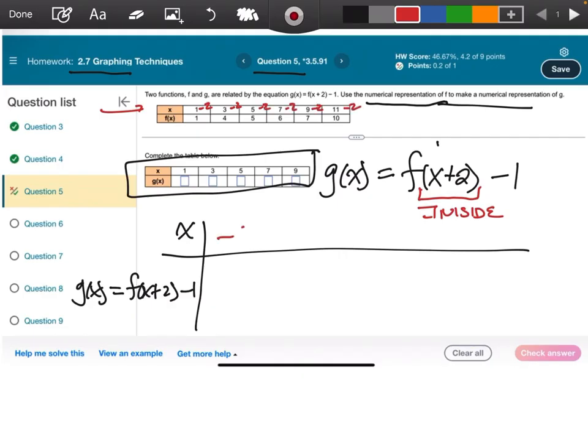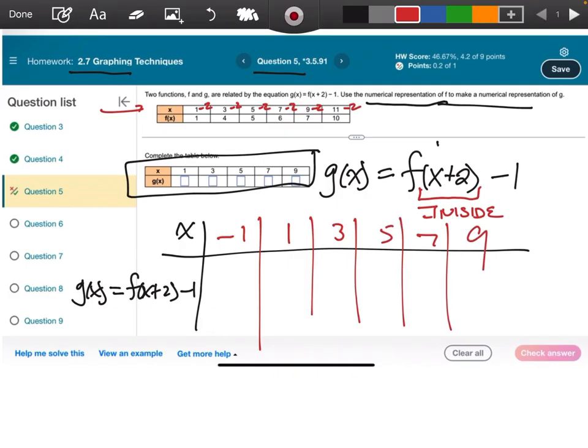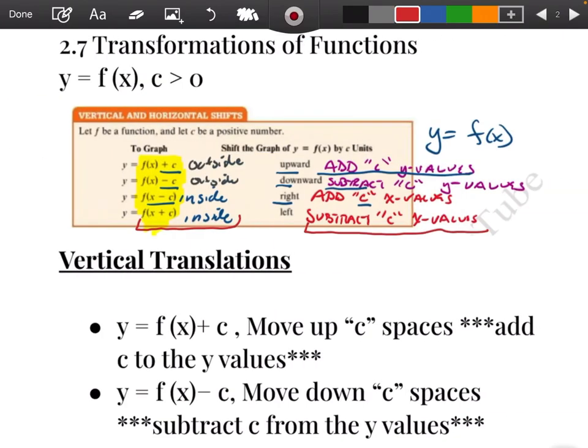So 1 minus 2 is negative 1. 3 minus 2 is positive 1. 5 minus 2 is 3. 7 minus 2 is 5. 9 minus 2 is 7. And 11 minus 2 is 9, okay? And I know what you might be thinking. You might be saying, but look, Omar, it says plus 2. I agree it says plus 2. But I want you to notice, y'all, when it says plus 2 on the inside, we actually subtract that number from the x values, okay?